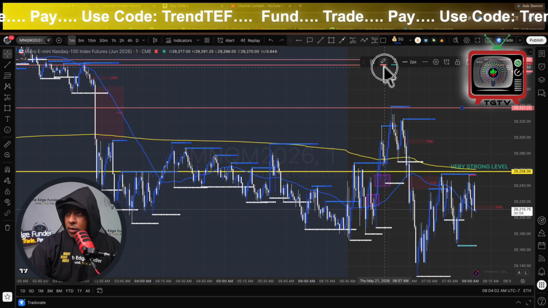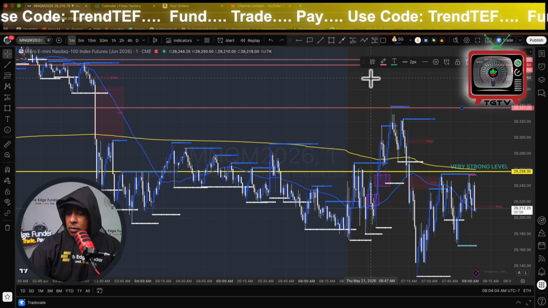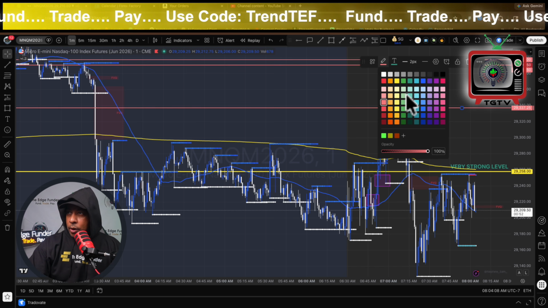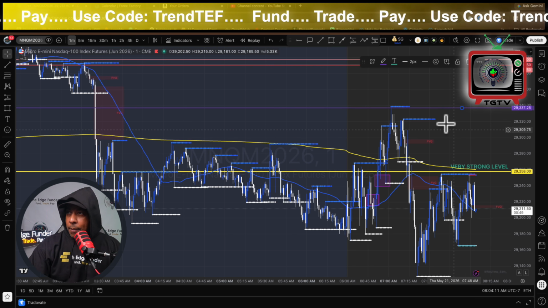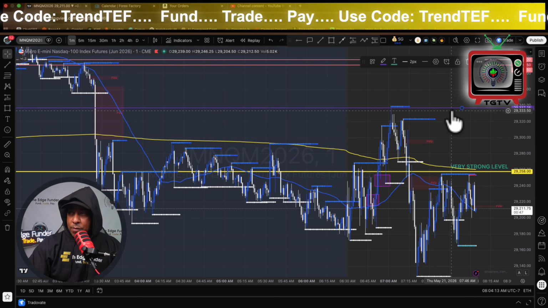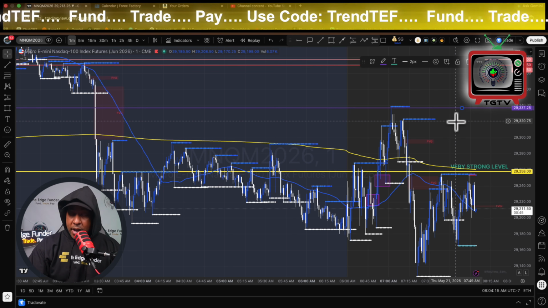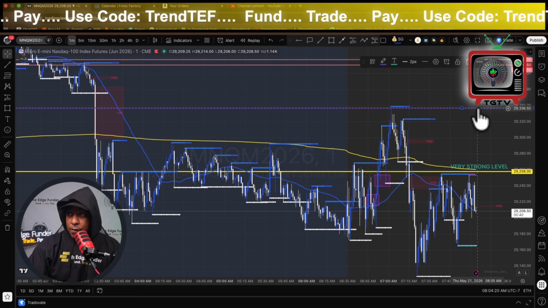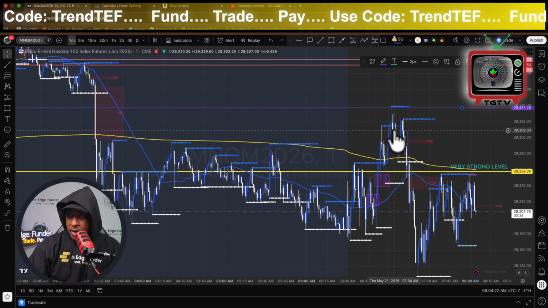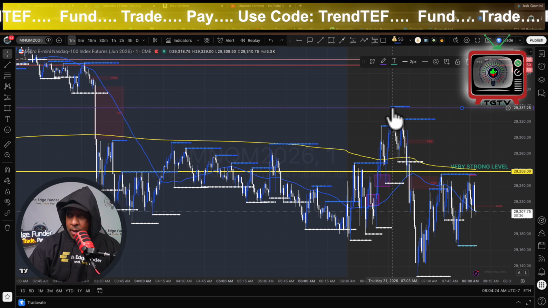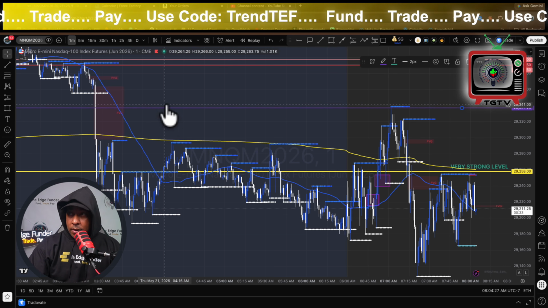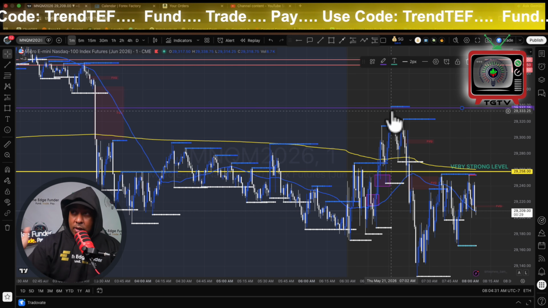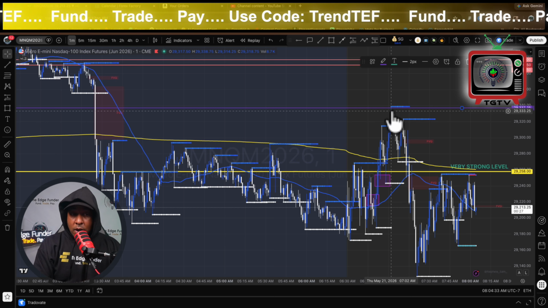Let me just change this color. I'll change it to purple. All right, so this purple line would have been my TP. I was in on 5 micros. I would have set my limit order right here for 4 micros, right? And as you see, price would have tapped right into CE where it did. And 4 of those contracts would have been trimmed off my position, right?